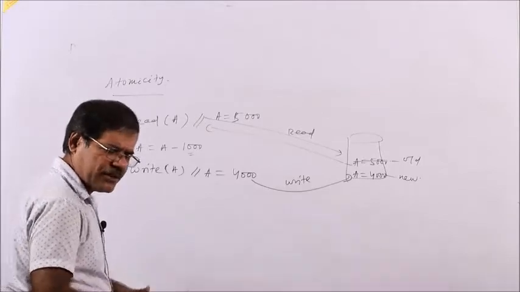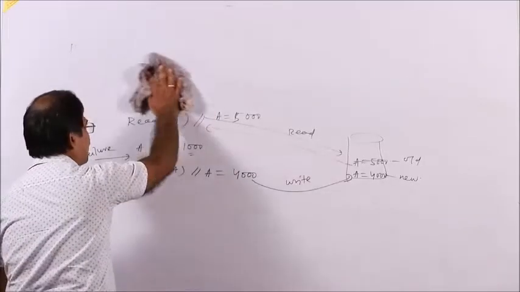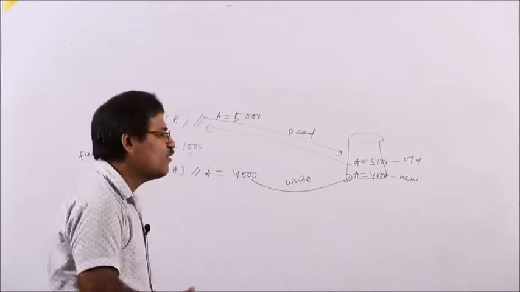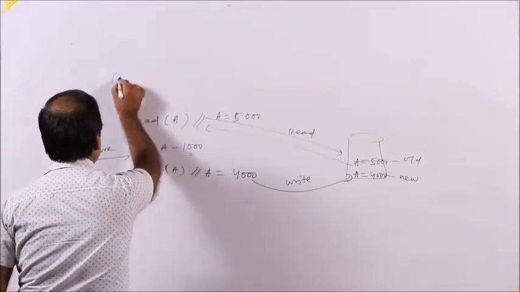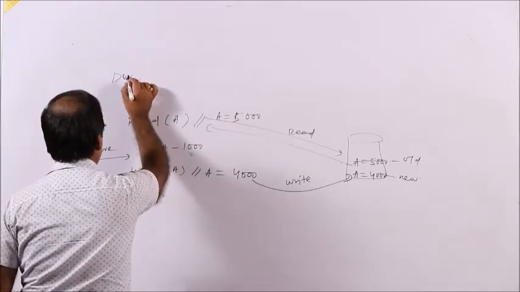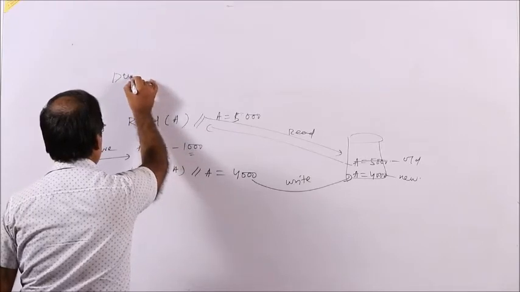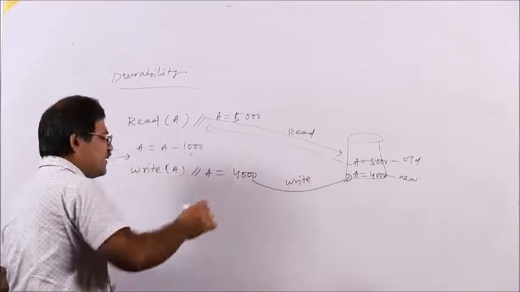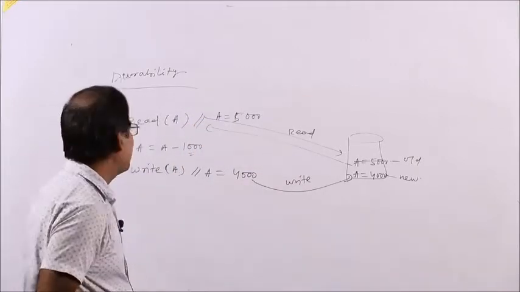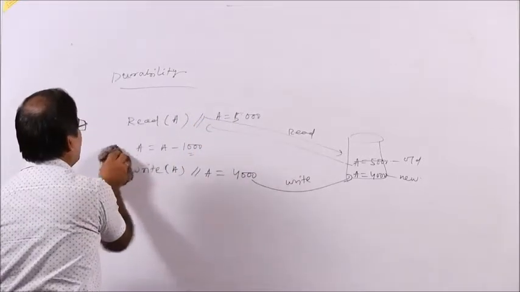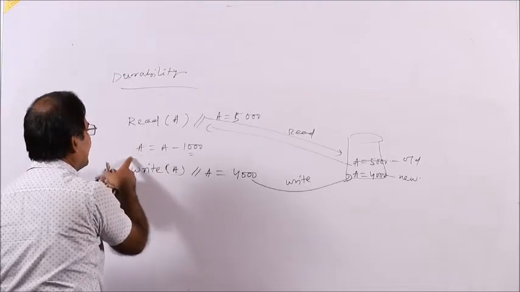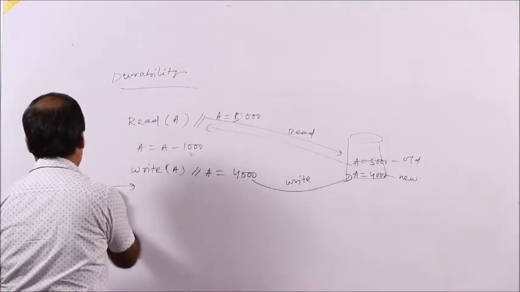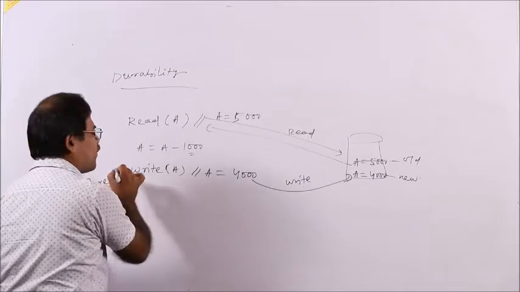Durability is just the opposite. The last property is called durability: atomicity, consistency, isolation, durability. So durability is just the opposite. What does it say? After the end of the transaction, your transaction is over, the first line executed, the second line executed, the third line already executed, then after that the failure occurs.